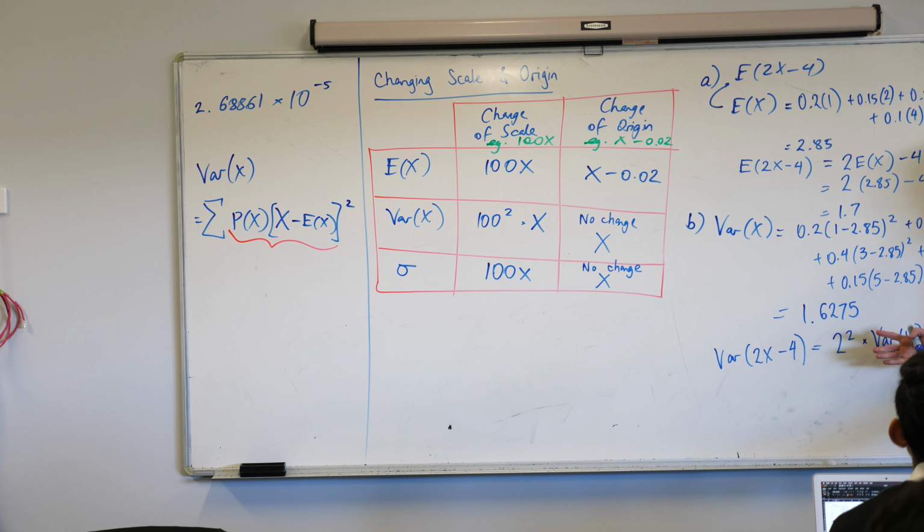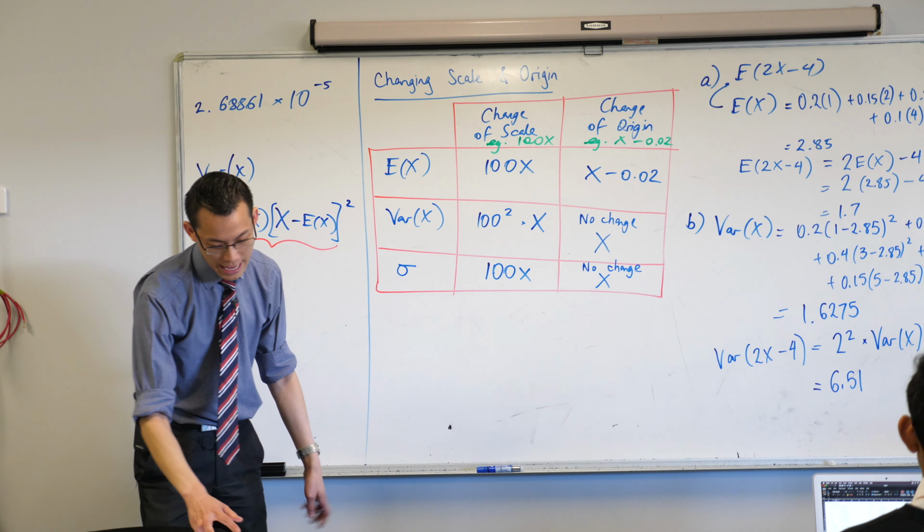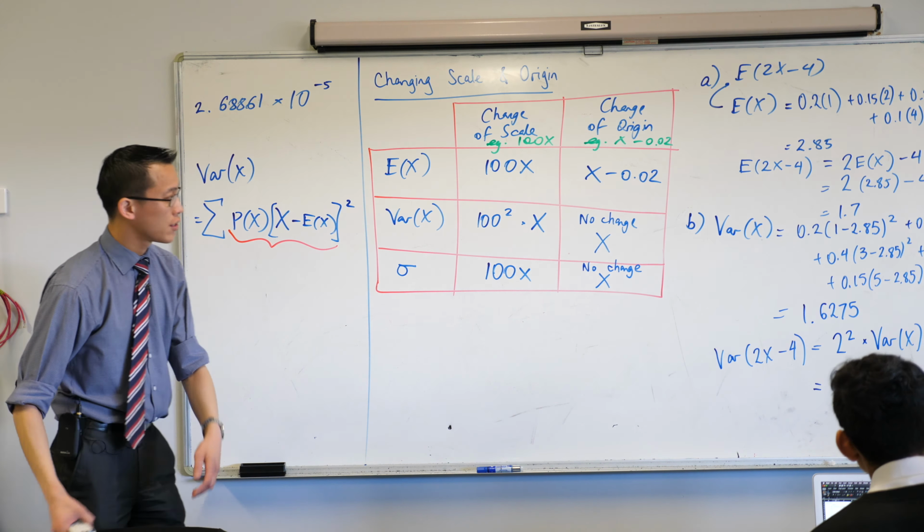Has someone got the answer for me already? Is it a 5 point something? 4 times that? No, 6 point, what is it? 6.51? There we go. So there's our new variance. Now, what I'd love you to do is, that's 23. I'd love you to try without quite so much help over the page.